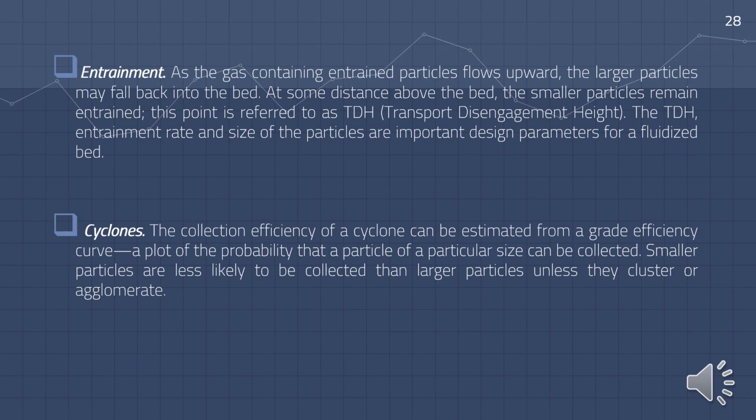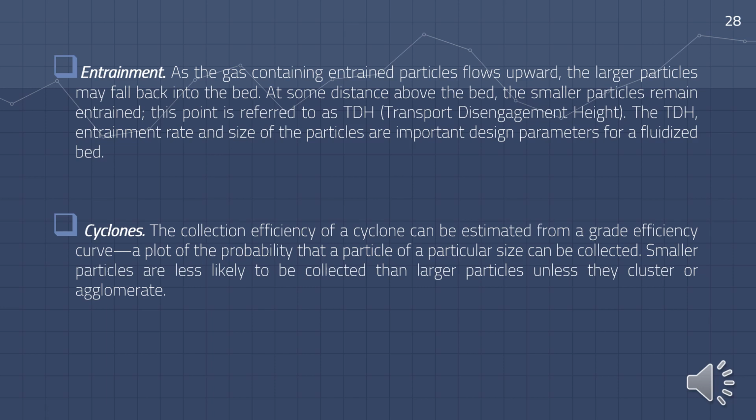At some distance above the bed, the smaller particles remain entrained. This point is referred to as TDH or transport disengagement height. The TDH, entrainment rate, and the size of the particles are important design parameters for a fluidized bed.